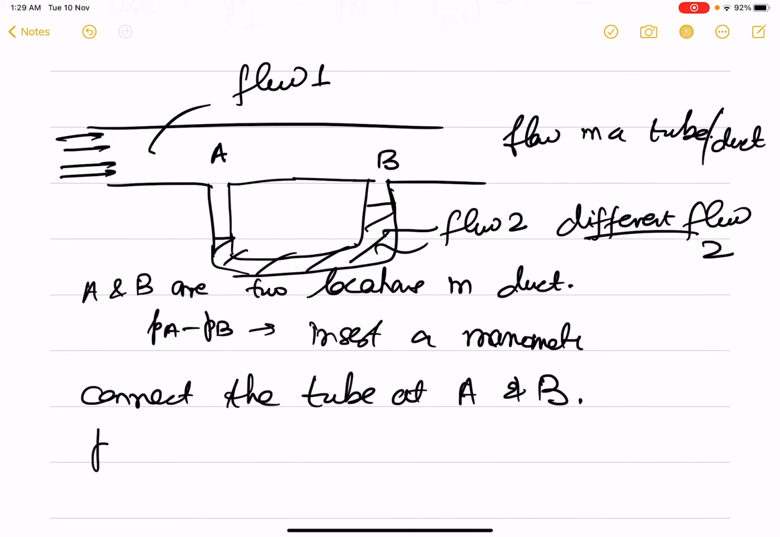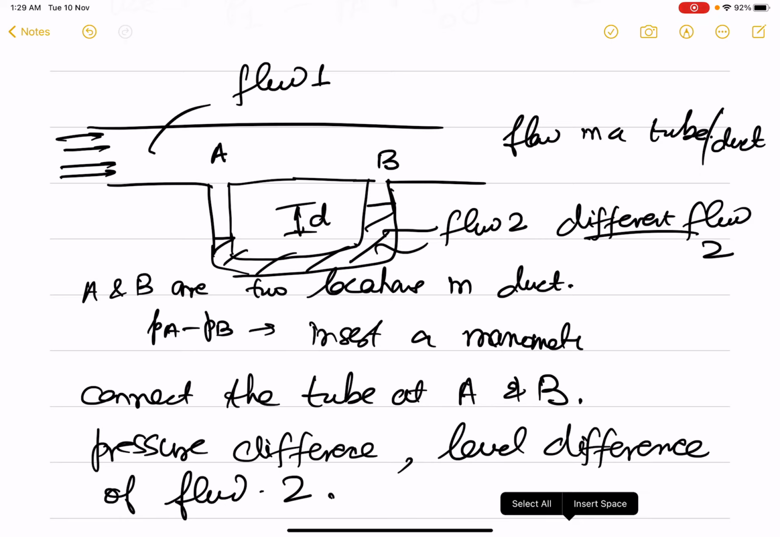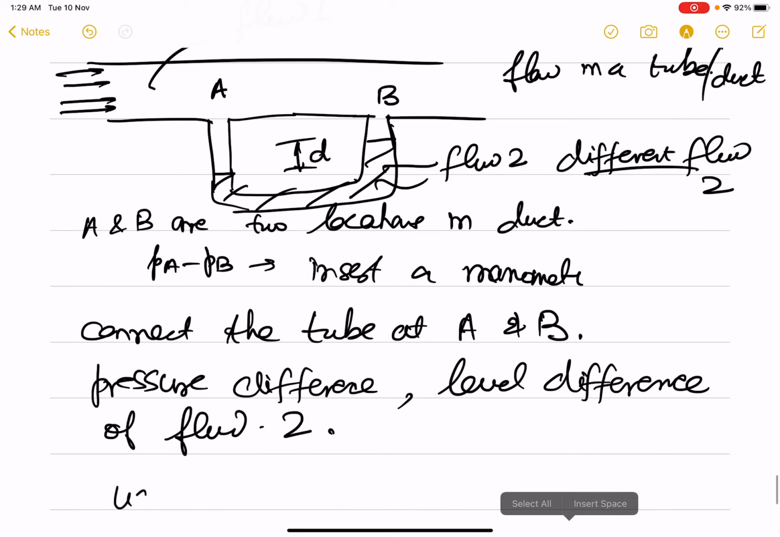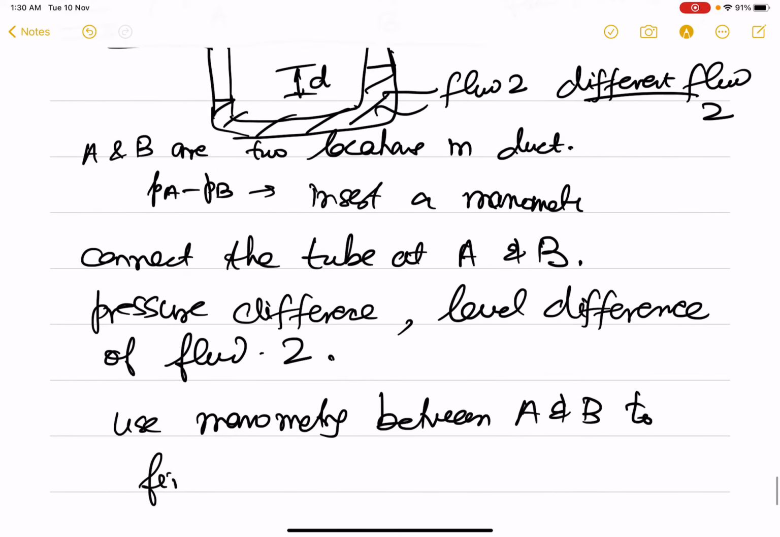Now because of pressure difference, there will be a level difference of fluid 2. And if this distance is D, the distance between the two levels of the fluid 2, then again now we can use manometry between A and B to find PA minus PB.